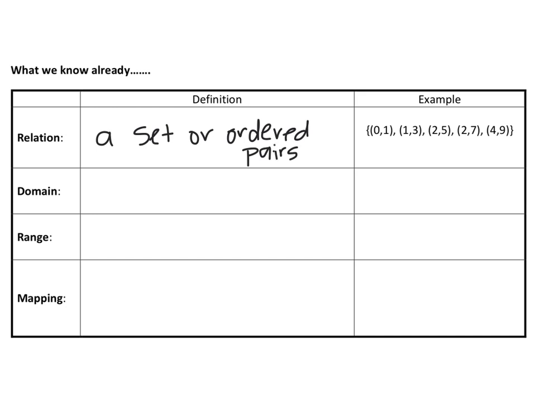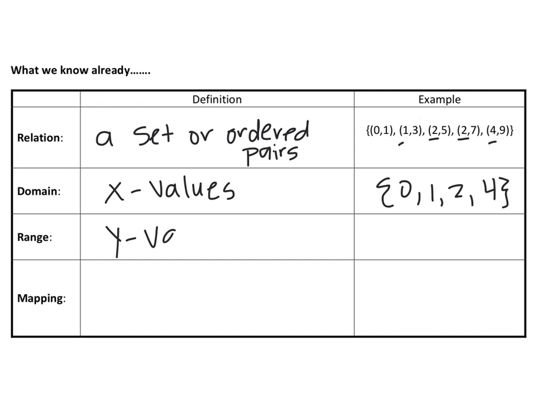The domain, remember, are your possible x values. So for example, in the set listed above, I have 0, 1, 2, I only have to list it once since there's two of them, and then 4, my possible domain. The range are your possible y values. So in the points above, I have 1, 3, 5, 7, and 9 as my possible range values.